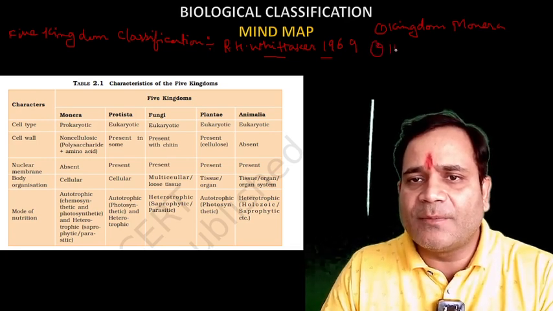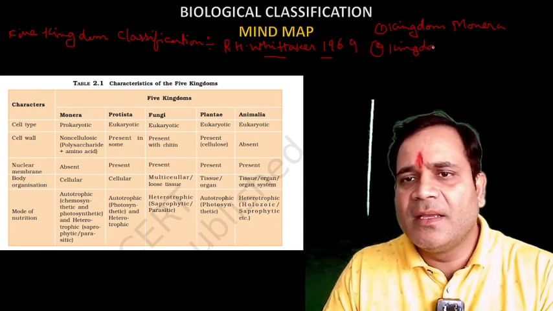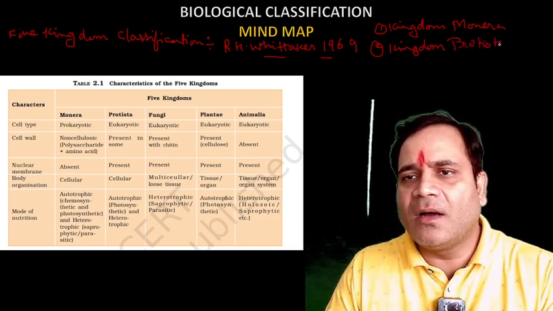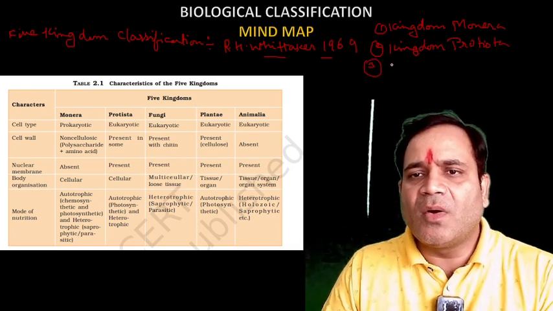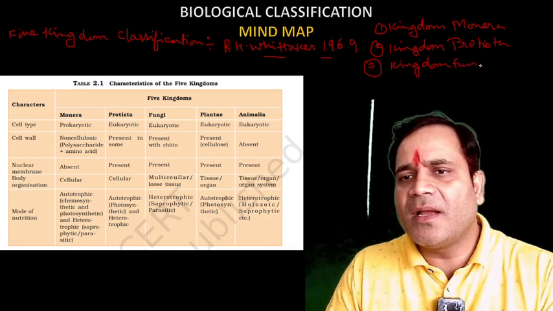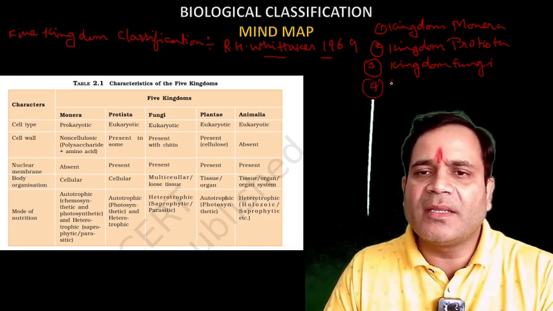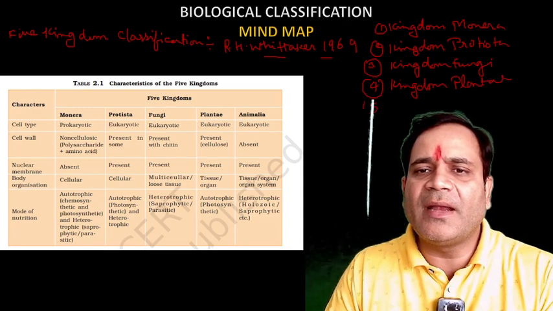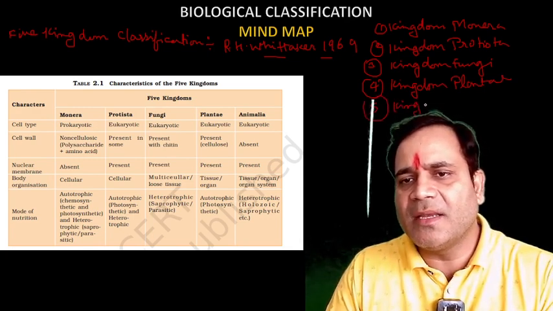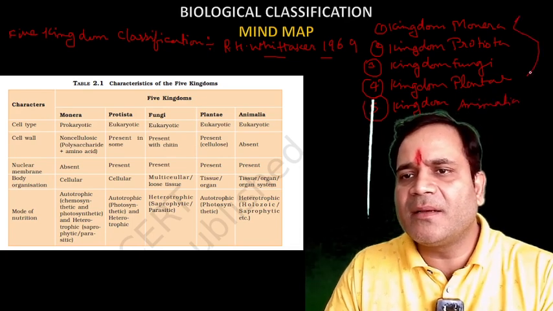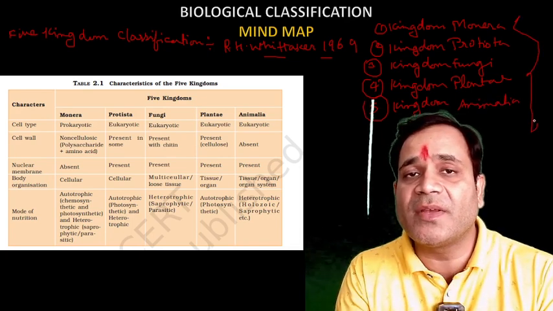Then afterward, kingdom Protista. See what I'm writing here, kingdom Protista, right? Then after that, kingdom Fungi, my dear. And the fourth one is kingdom Plantae. See what I'm writing here, kingdom Plantae. And then finally, kingdom Animalia. So there are five kingdoms in this classification.